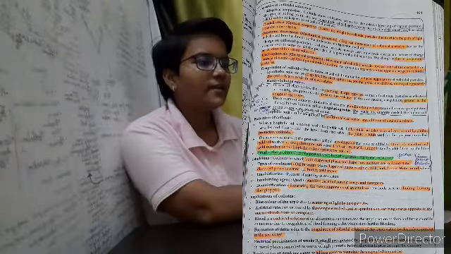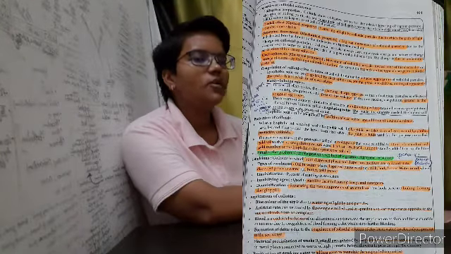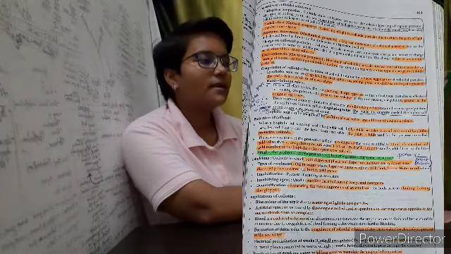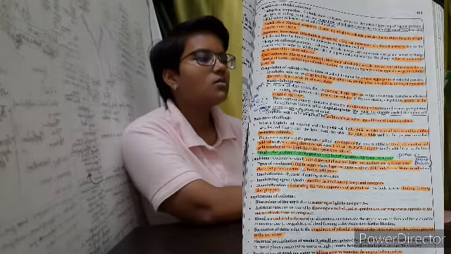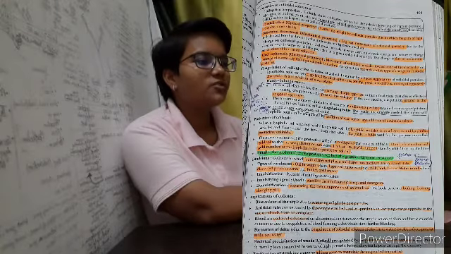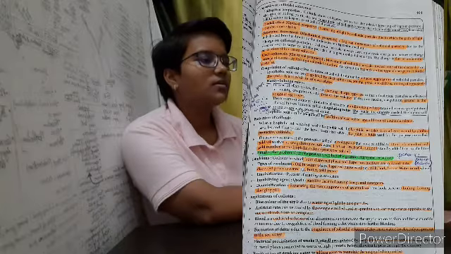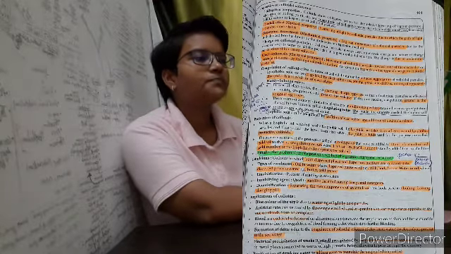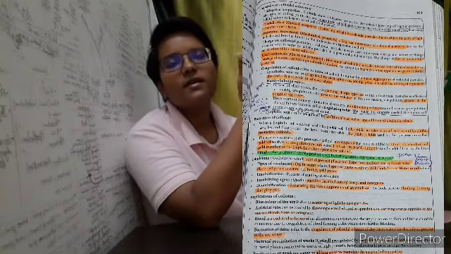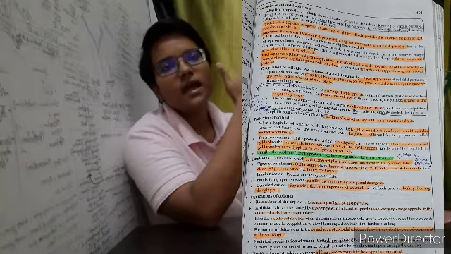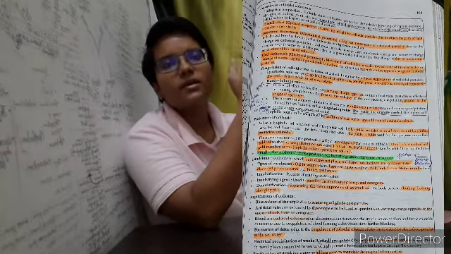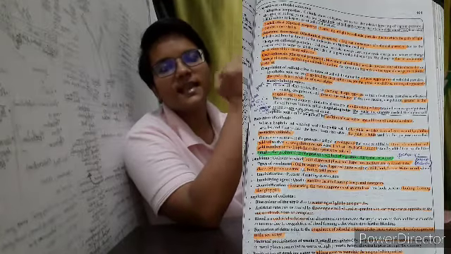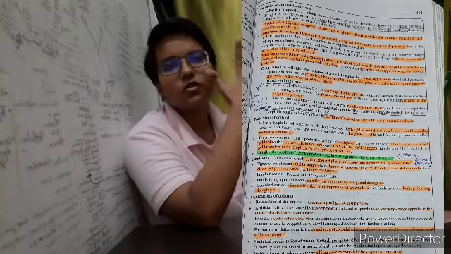Electrophoresis is an electrical property: movement of colloid particles towards one of the electrodes on passage of electricity through the colloidal solution. The direction depends on the type of charge on the colloidal particle. So there are three: Tyndall effect is an optical property, Brownian movement is a mechanical property, and electrophoresis is an electrical property.